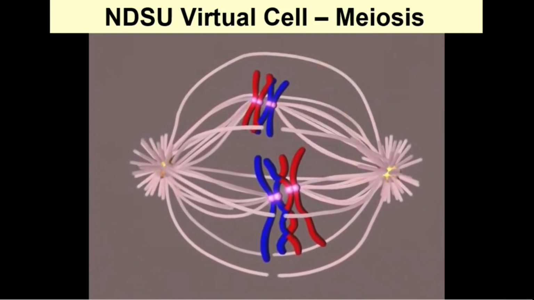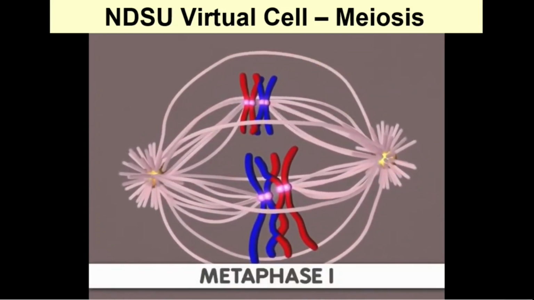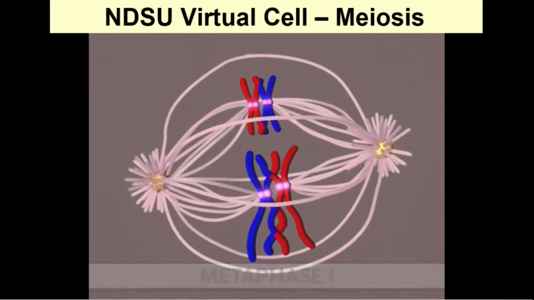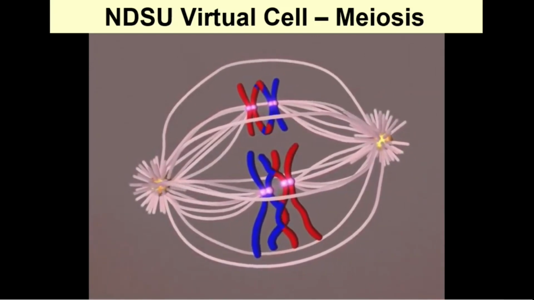The next phase of Meiosis I is called Metaphase I. Here, the synapsed chromosomes align at the equator of the cell. The chromosomes align randomly, which results in different combinations each time meiosis occurs.